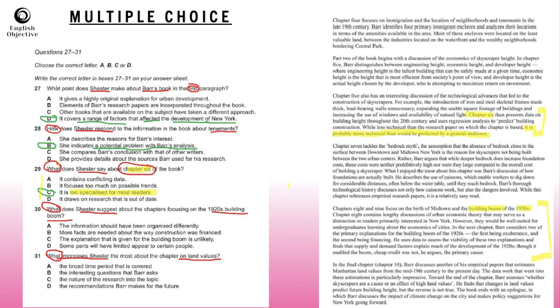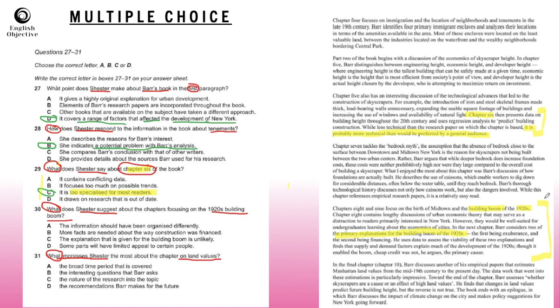Chapters 8 and 9 focus on the birth of Midtown and the building boom of the 1920s. Chapter 8 contains lengthy discussions of urban economic theory that may serve as a distraction to readers primarily interested in New York. However, they would be well suited for undergraduates learning about the economics of cities. In the next chapter, Barr considers two of the primary explanations for the building boom of the 1920s. Okay. The first, exuberance, and the second being financing. He uses data to assess the viability of these two explanations and finds that supply and demand factors explain much of the development of the 1920s. Though it enabled the boom, cheap credit was not, he argues, the primary cause. Okay, so he does suggest some things.